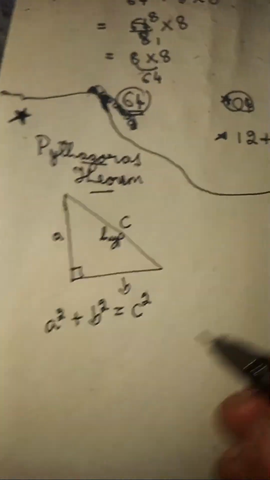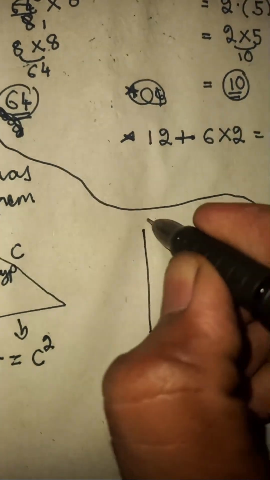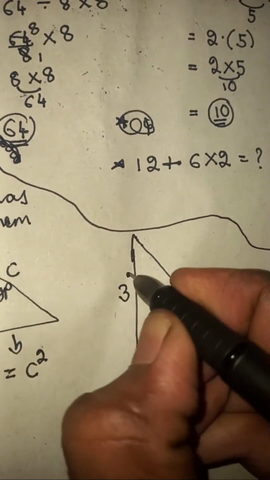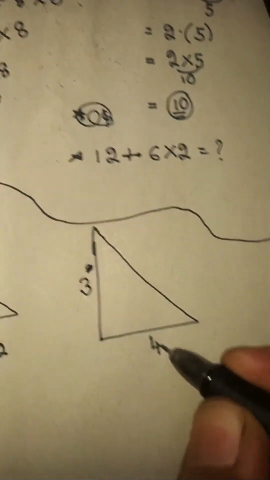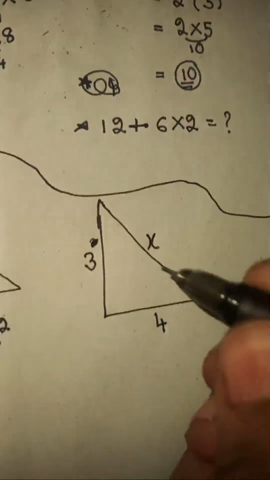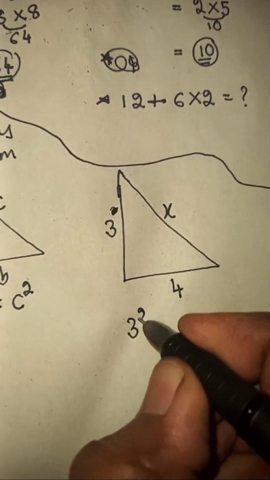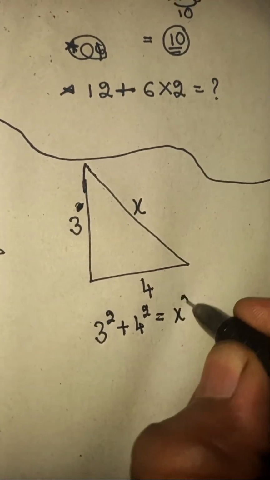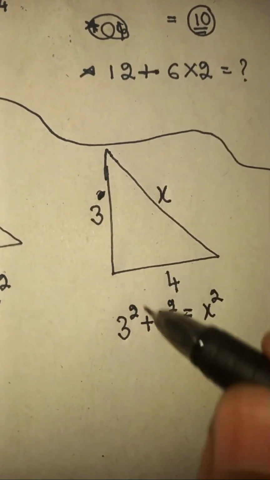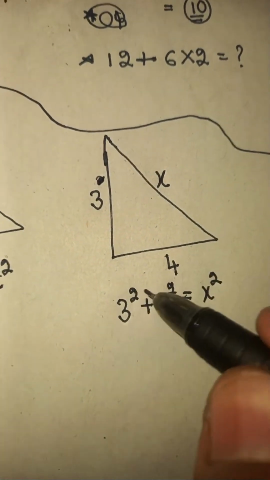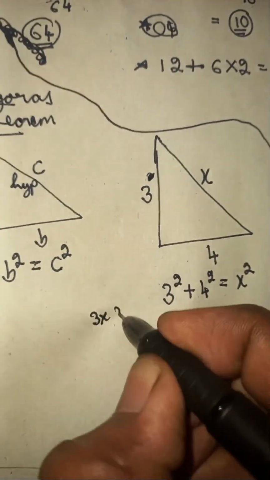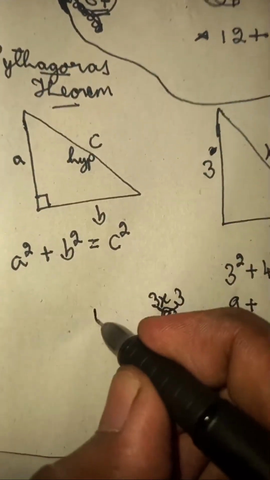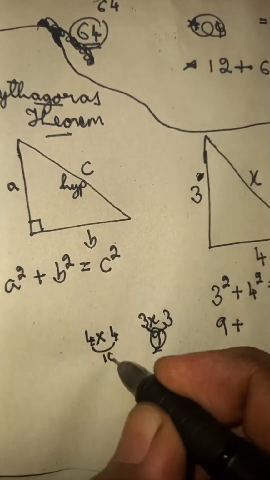So if you take any triangle, let's take one triangle. On this side they have given us 3 units and this side is 4 units. You need to find out what the hypotenuse is. So you can write it as 3 square plus 4 square equals x square, that is the square of the hypotenuse, and this side square and this side square's sum. 3 square means 3 times 3, which is 9, so it is 9 plus 4 square means 4 times 4, which is 16.